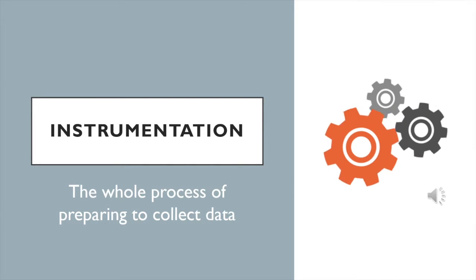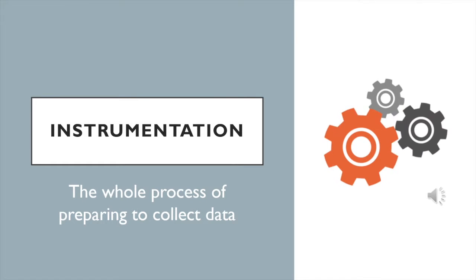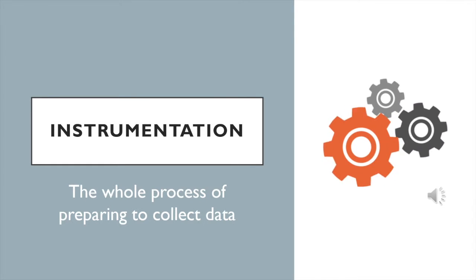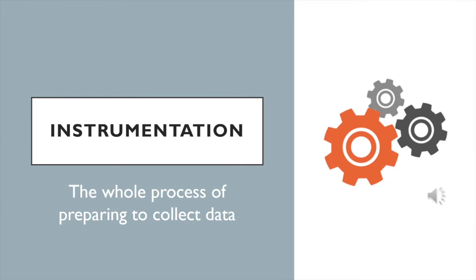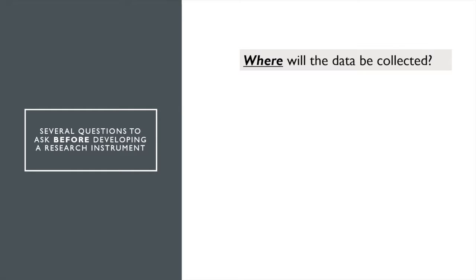The whole process of preparing to collect data is what we call instrumentation. It involves not only the selection or design of the instruments, but also the procedures and the conditions under which the instruments will be administered. So there are several questions to ask before developing a research instrument. First is, where will the data be collected? This question refers to the location of the data collection. Where will it be? In a classroom, a schoolyard, a private home, or on the street?